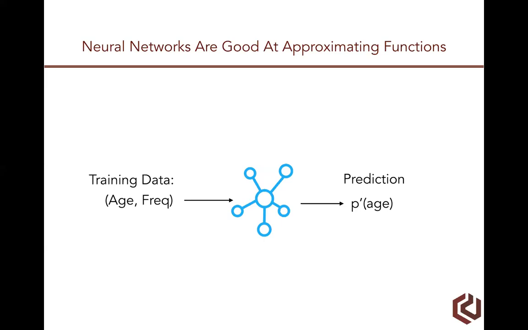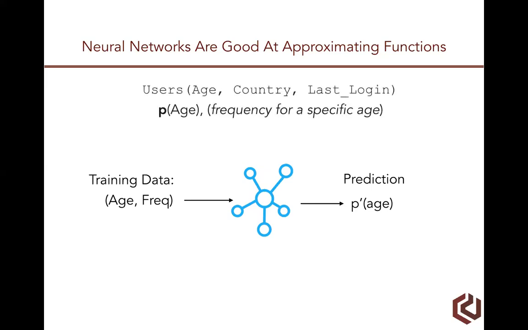For example, we could generate a training data set of ages and their corresponding frequencies and learn a function, like a p prime of age, that approximates that conditional probability distribution. So if we have something like users, ages, countries, we can just generate a bunch of training data and learn that type of model.